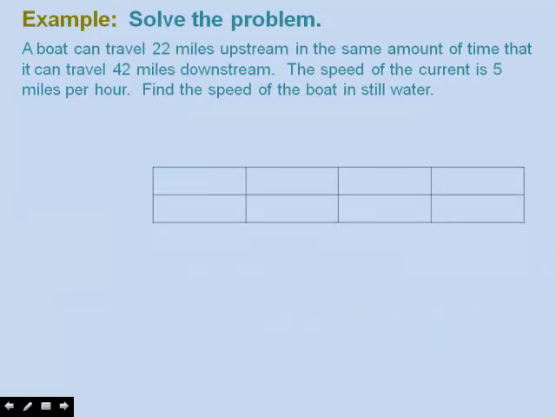Let's do one more motion problem. In this one we have a boat that can travel 22 miles upstream in the same amount of time that it can travel 42 miles downstream. The speed of the current is 5 miles per hour. And we want to find the speed of the boat in still water.